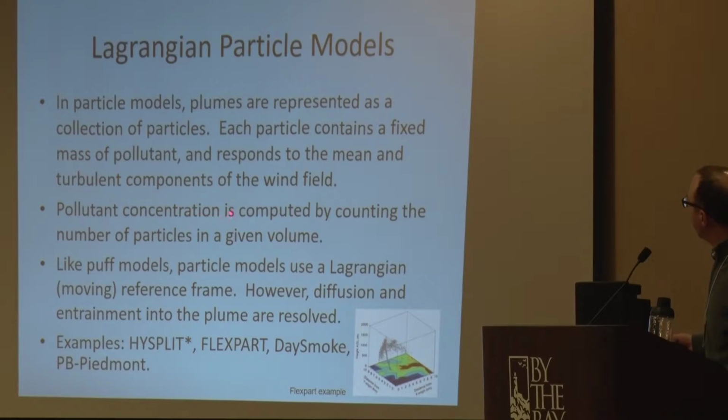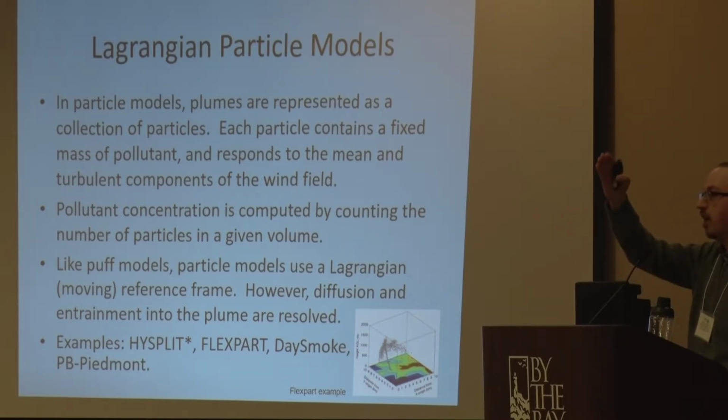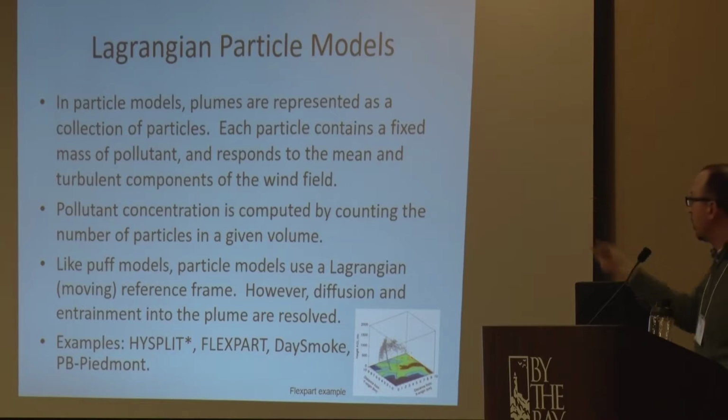To compute concentration, you can construct a volume and count the number of particles in the volume. Since you know the mass of each particle, you can figure out what the concentration of that pollutant is. Like puff models, particle models use what is known as a Lagrangian or moving reference frame. That's what Lagrangian means. Your reference frame is with the wind, so you're tracking the individual particle or the puff, following it along its path and keeping track of what's going on with that puff or that particle.